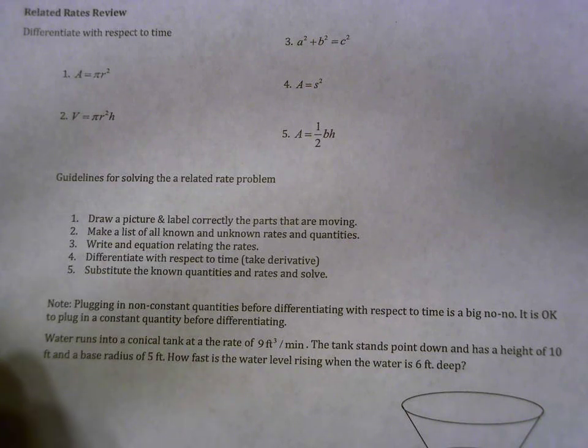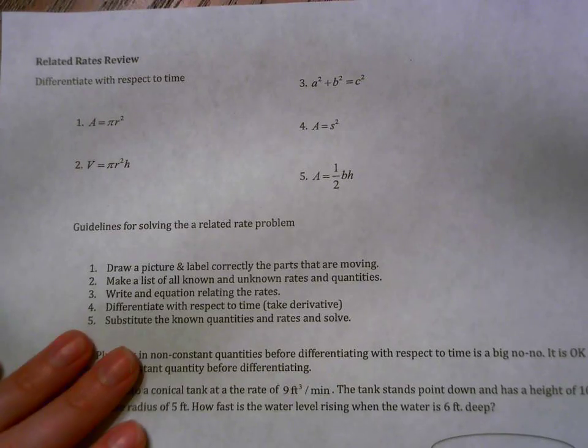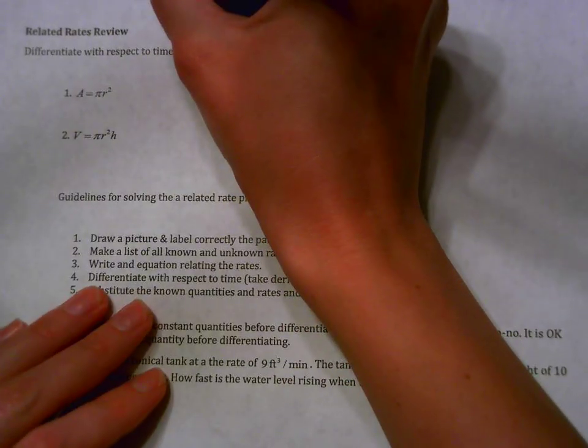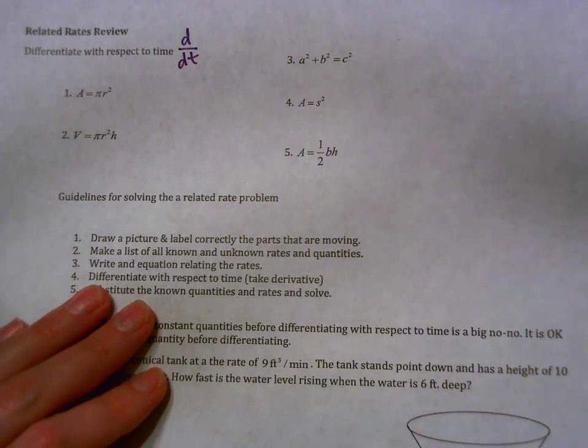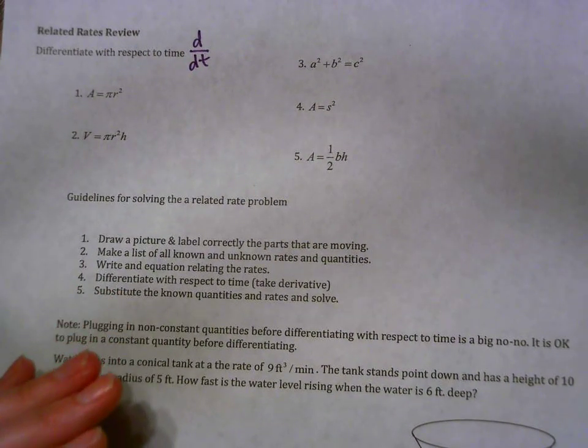So what that means is, how you take the derivative of a variable with respect to time means it's dt on the bottom.